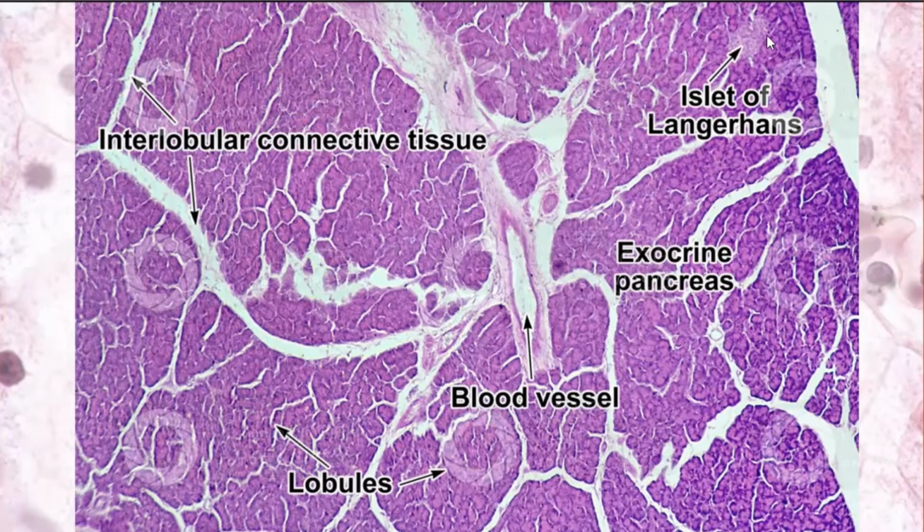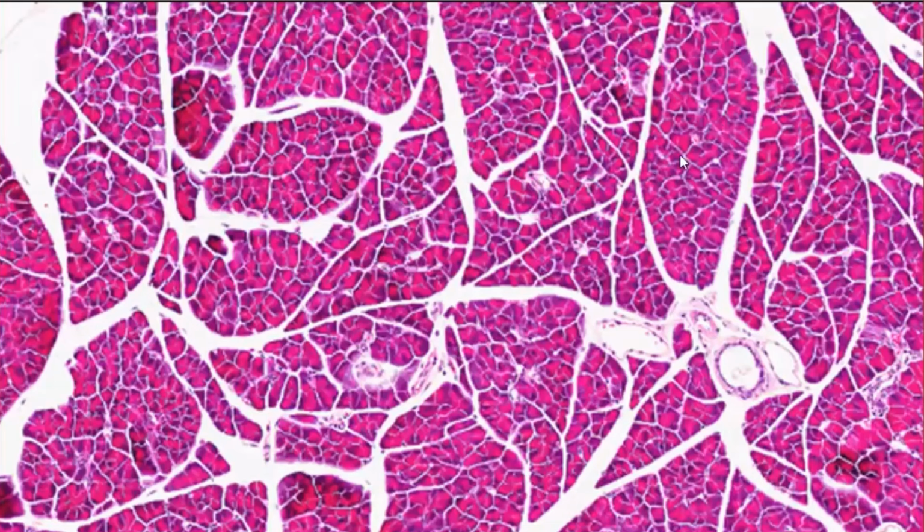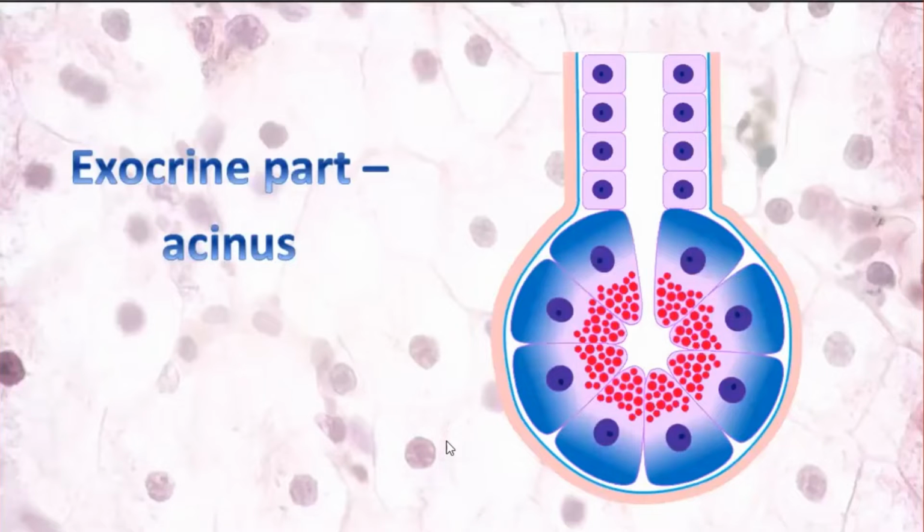And also there is an islet of Langerhans. It's an inclusion of the endocrine part of pancreas among the exocrine part. And here we can see lobules of pancreas and interlobular connective tissue, and lobules are composed of secretory units. So let's begin with the exocrine part of the pancreas, which is called acinus.